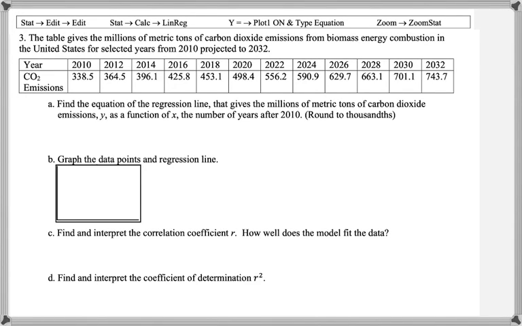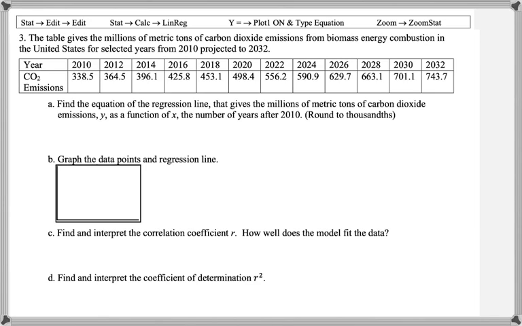The table gives the millions of metric tons of carbon dioxide emissions from biomass energy combustion in the United States for selected years from 2010 projected to 2032. Part A says, find the equation of the regression line that gives the millions of metric tons of carbon dioxide emissions y as a function of x, the number of years after 2010.